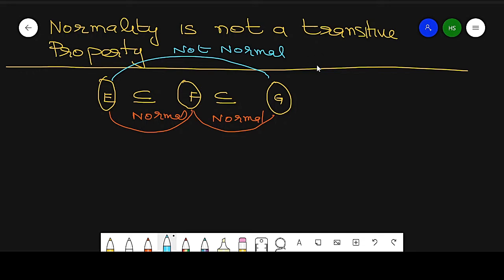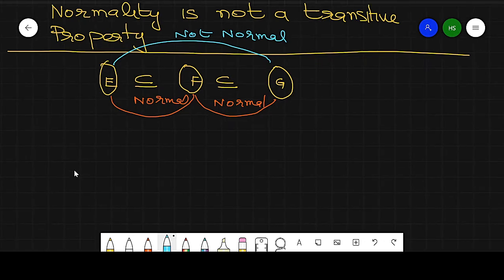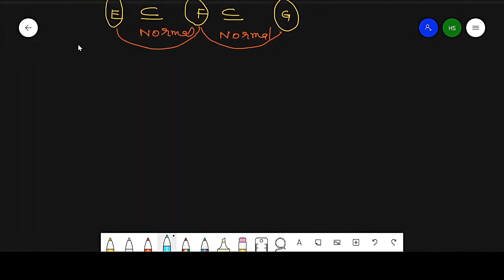To prove this, we will use S4 again. I first take E, a subgroup consisting of the identity element and (1 2)(3 4), this element.